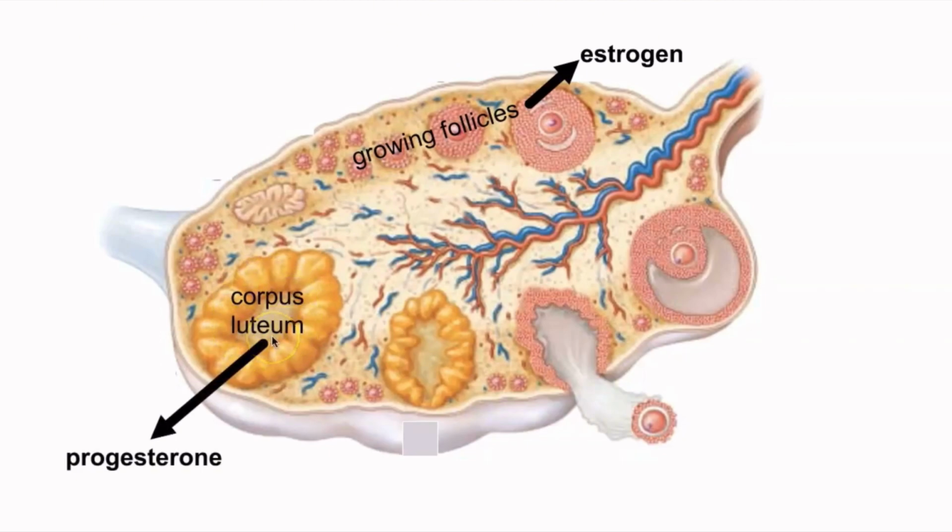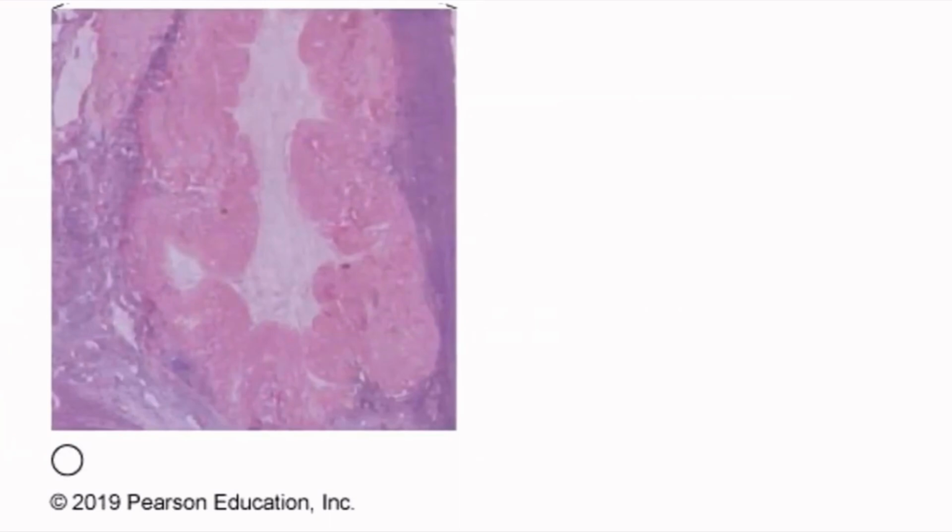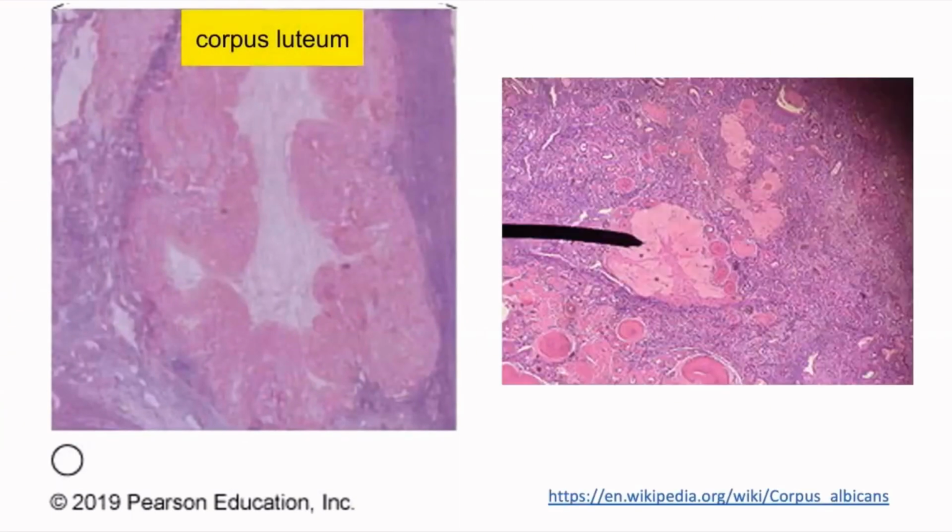going up. The corpus luteum has a limited lifespan. Eventually, it starts to die off, and that's known as the corpus albicans. Here we can see the microscopic appearance of the corpus luteum, and just to compare that to the corpus albicans, you can see how it looks like the same structure, but it's shriveled up.